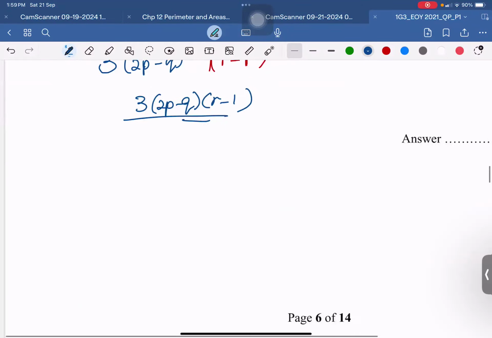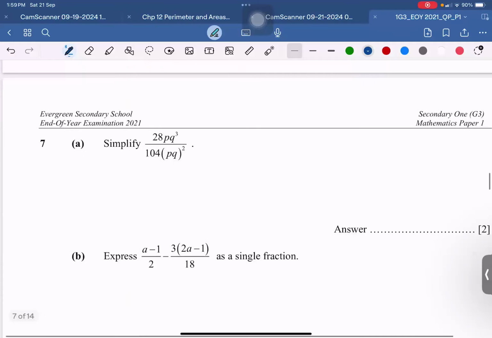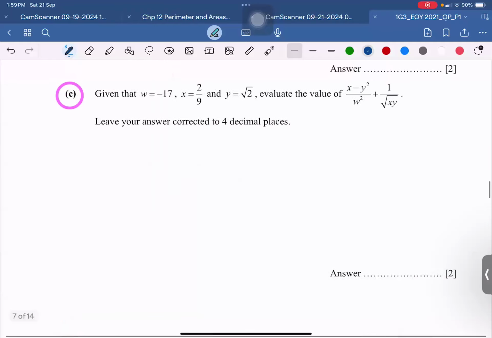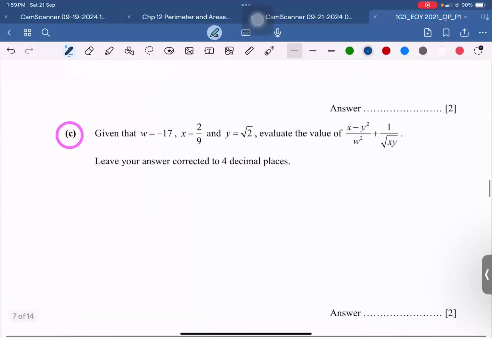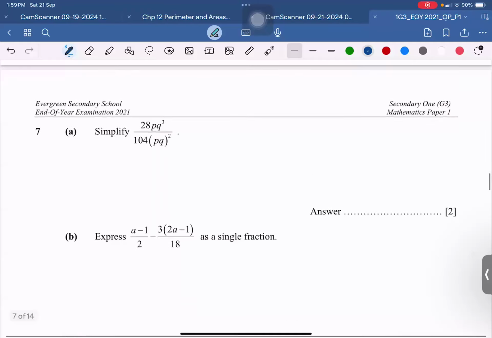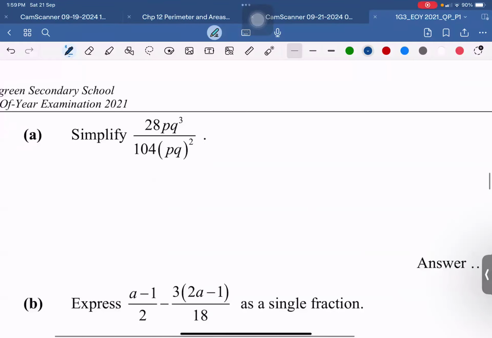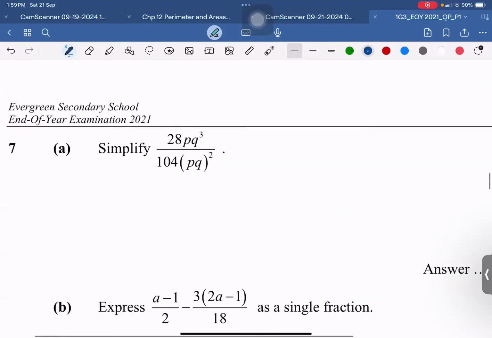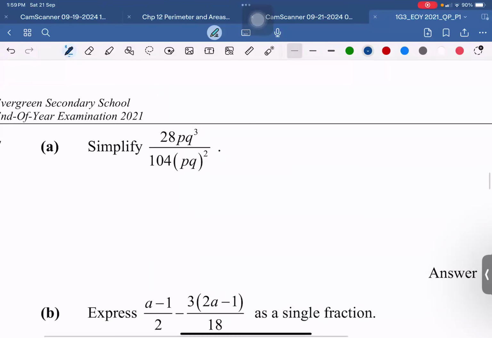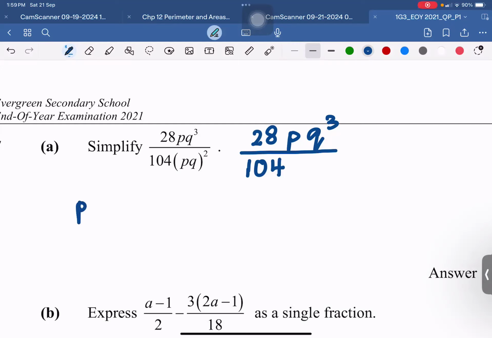Okay, next question. Somebody asked for question 7C. So since someone asked for question 7C, I shall do the whole question, for the benefit of some of you. Okay, first part, 7A, is simplify the following. So I had 28 p and q cubed, but then there's a bracket, 104 with pq holding square.